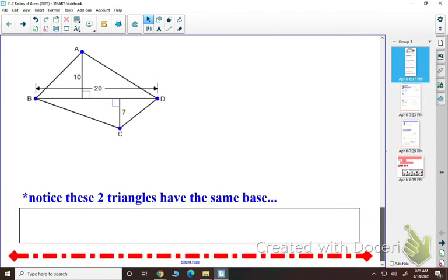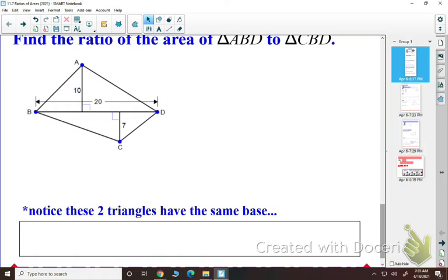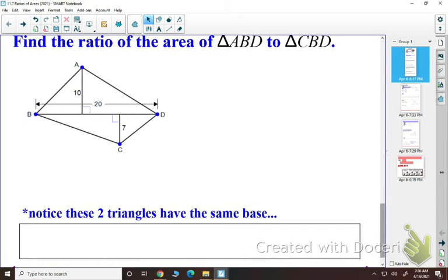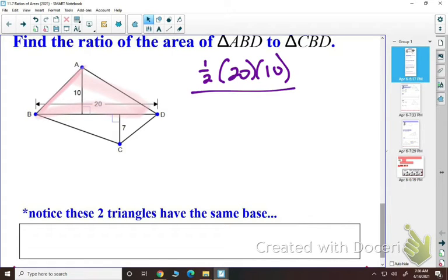Okay, so now let's go to a little different situation here. Now it says find the ratio of the area of triangle ABD to triangle CBD. So if I'm working this one out here, so let me grab my marker here. So the ratio, so area of triangle ABD, so that's this, maybe I can color it here in pink. So area of a triangle is 1/2 base times height. The base is 20, the height is 10.